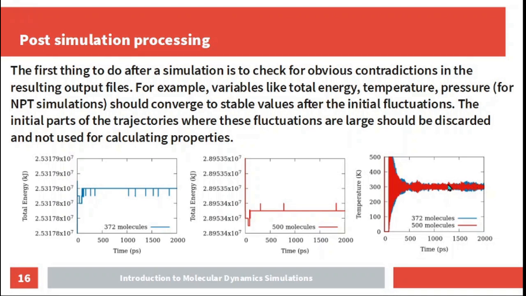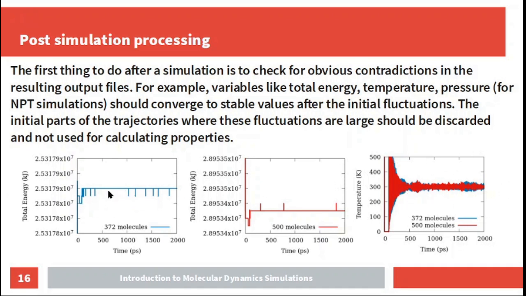How small a fluctuation you want in temperature would also depend upon what your interest is. For example, if you are interested in a system which in reality changes very quickly with temperature, then you need better sensitivities, and you would like to decrease these fluctuations even further. But for this system, this is okay. So what I would do in this system is discard the first 500 picoseconds of the trajectory and use only this part of the trajectory.